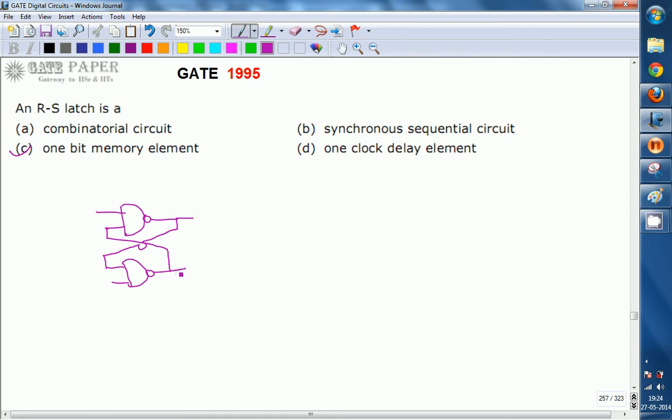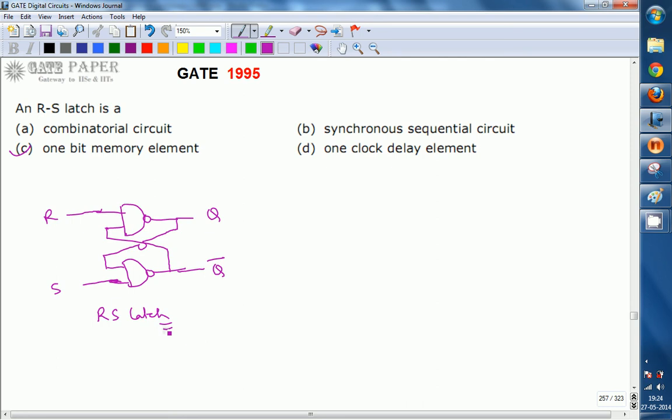So these are the outputs, and these are going to be the R and S values. So this will be R and it will be S. This will be treated as Q and this will be Q bar. Okay, so this is the diagram of the RS latch. There is no clock involved in this RS latch.